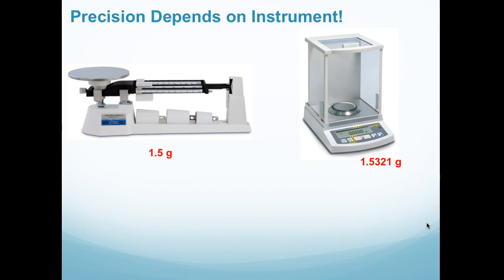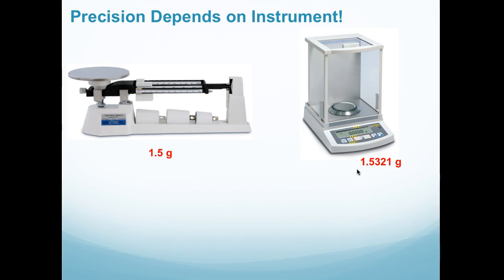Okay. One thing we want to think about is instrumentation. So if we look at two different instruments that are used to weigh materials, we have a very old school, I know we're taking it way back, we have a triple beam balance on the left, right? And then this nice fancy analytical balance on the right. And if we think about precision, it's going to depend on the instrument.